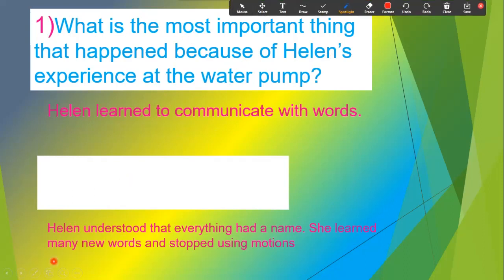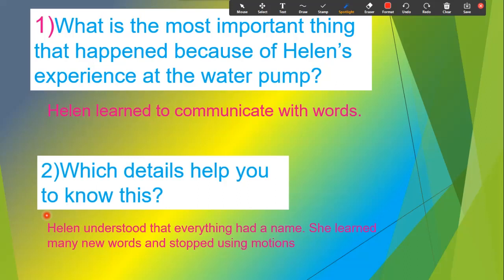Here is our second question: which details help you to know this? Helen understood that everything had a name and she learned many new words and stopped using motion. From this time, she learned how to speak. So she stopped using her fingers and motion and started to be more educated and speak very well.